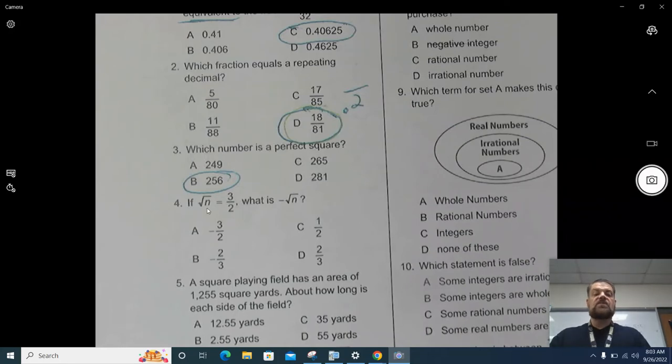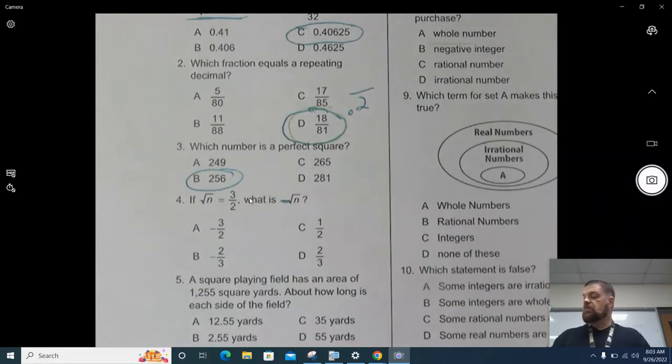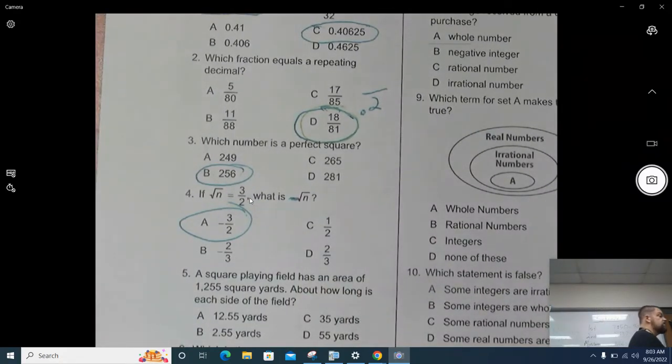So this is an interesting one. The square root of n is equal to 3/2. What is the negative of the square root? Well, isn't that just negative 3/2, right? How you guys feeling about this?